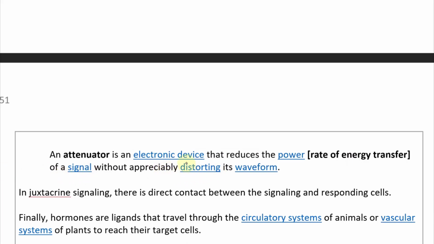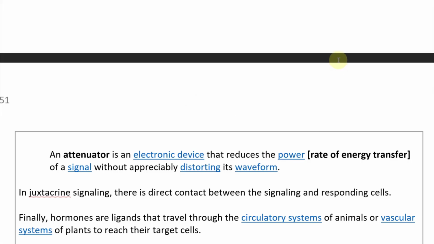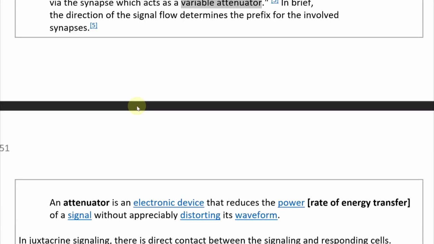So if you have, let's say, a waveform like this coming through, but the rate is very, very fast, what you do is basically slow it down. This is with time, so it's the rate. If you have something super fast like this, you slow it down so that you have something like this slowly going through, and so you're reducing the power, the rate of energy transfer, without appreciably distorting its waveform. These are similar waveforms. So basically, it would let this through. It acts as a variable attenuator. Energy is going through, and it just slows down how fast it's going in.